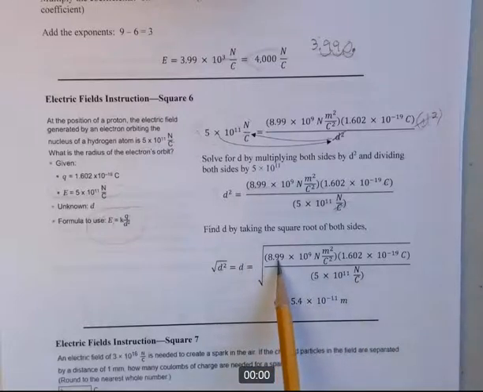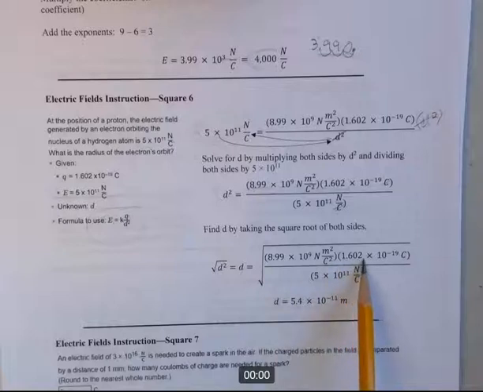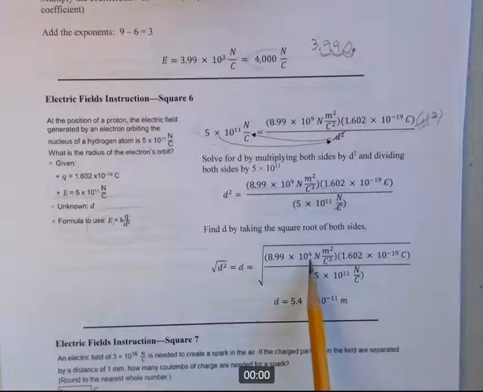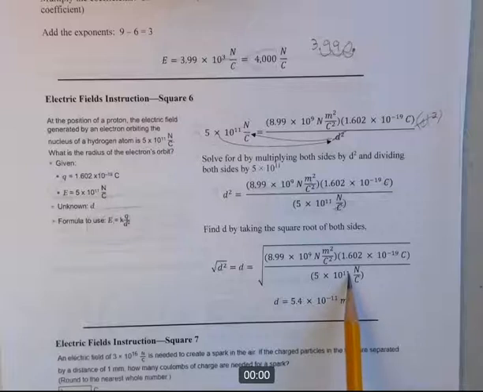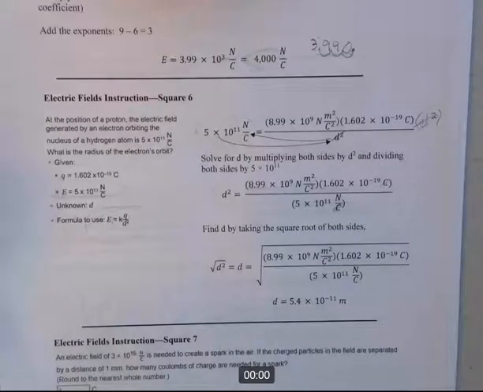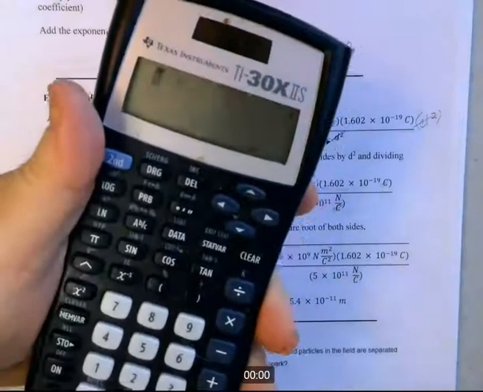So it's 8.99 times 1.602 divided by 5. And then the exponents are going to be 9 minus 19. That's going to get you to negative 10. And then an exponent on the bottom is subtracted. So negative 10 minus 11 is negative 21. So let me write out what you're going to get before you get to this final answer. And I'm going to show you how to do it on the calculator. Okay, so here's what I'm going to do. I'm going to take 8.99.